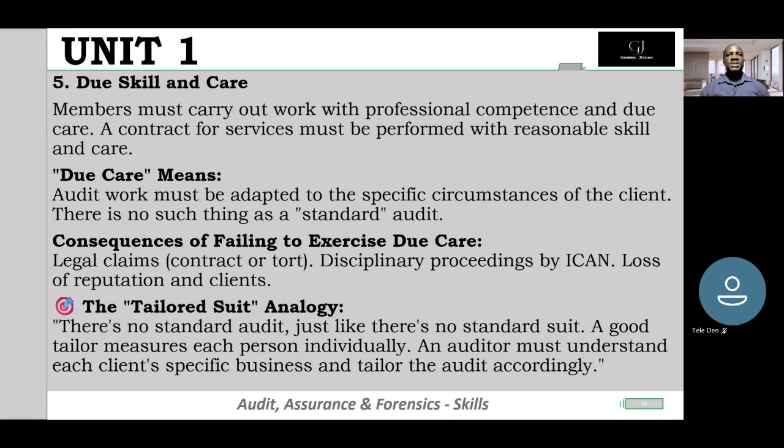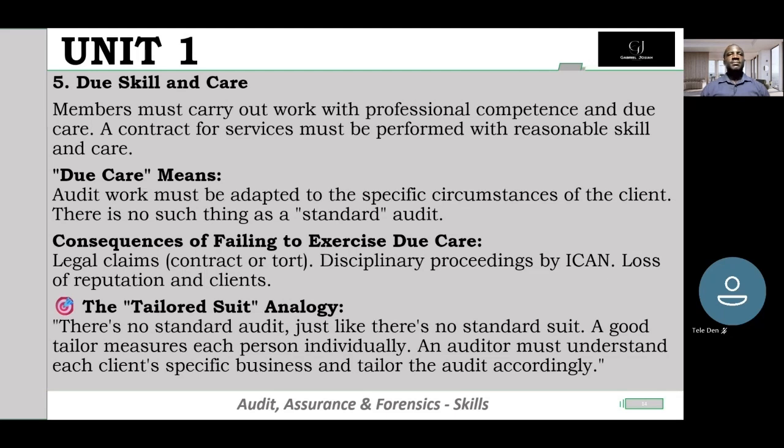Now, what are the consequences of failing to exercise due care? Number 1 is legal claims, speaking to contract or the law of tort. Then disciplinary proceedings by ICAN is one of the consequences, and loss of reputation and clients is also one of the consequences, very importantly. Now, let's use an analogy to drive the point home.